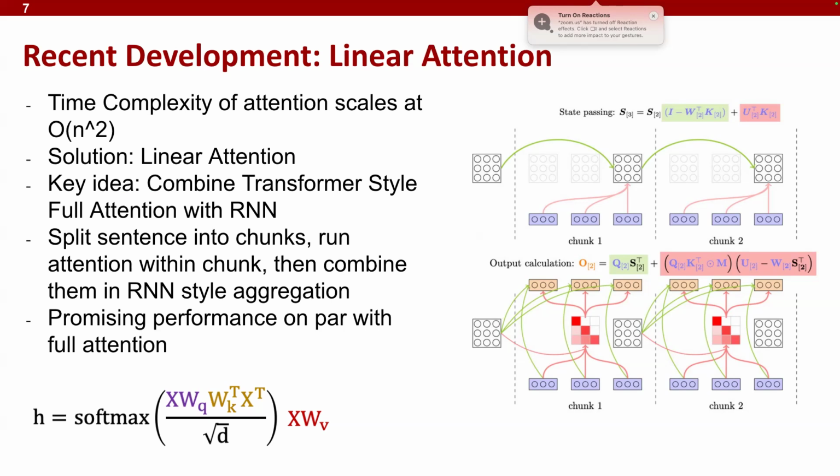If you feed in a whole document or maybe a whole Wikipedia article into the model, the compute required is pretty large. And that's why there's a recent trend of using linear attention. The basic idea of linear attention is that we split the whole very long input document into chunks, and we run attention within each chunk, so that a word can interact with other words in the same chunk, and then we aggregate the information in an RNN-style manner. So we essentially combine the RNN with the transformer to reduce the computation needed for attention.